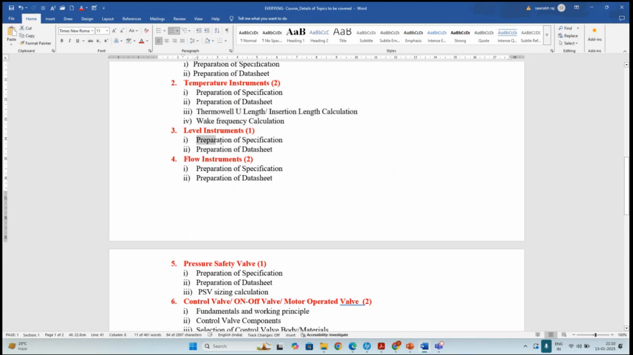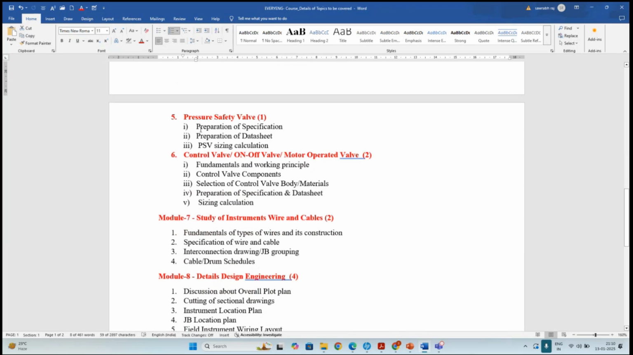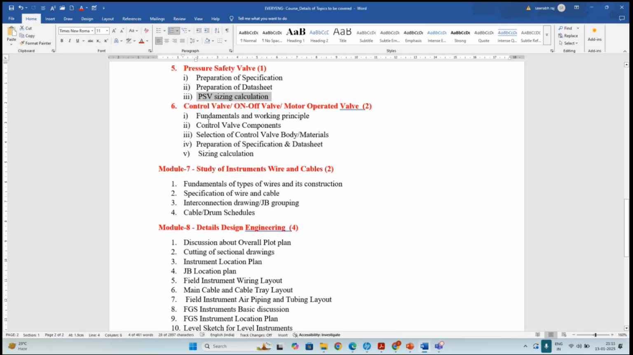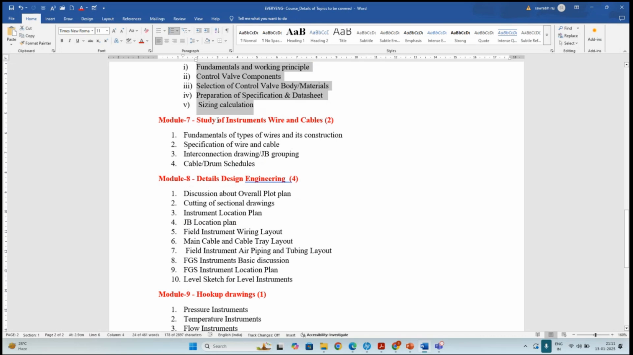In level instruments, we will talk about the specification data sheet. Flow instruments we will cover. In the pressure safety valve, we will cover the sizing calculation of safety valves also. In the control valve, we will cover the working principle, control valve components and parts, selection of the control valve, like how to select the body and bonnet materials, how to prepare the specification and data sheet, and how to do the sizing calculation. Next is wire and cable. We will discuss details of wire and cable, JB schedule, cable schedule, drum schedule, everything about wire and cable here.